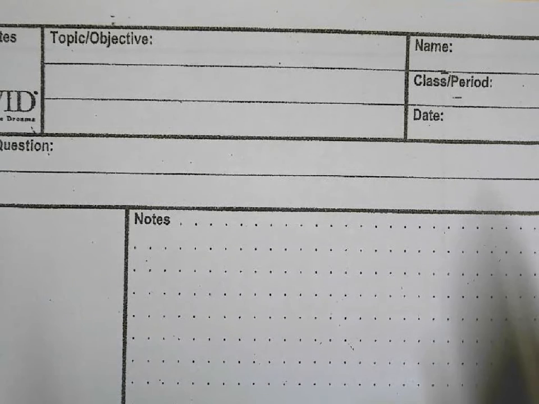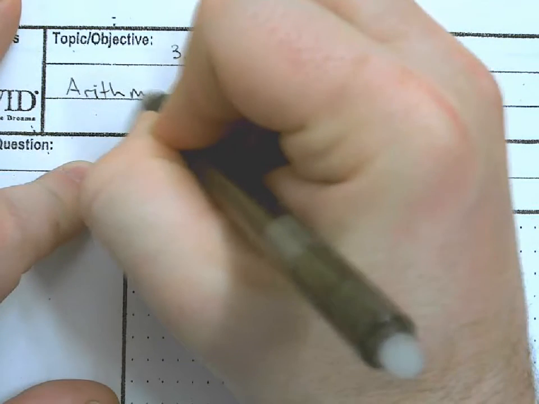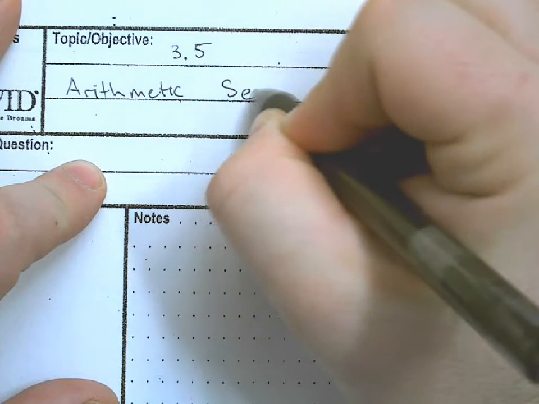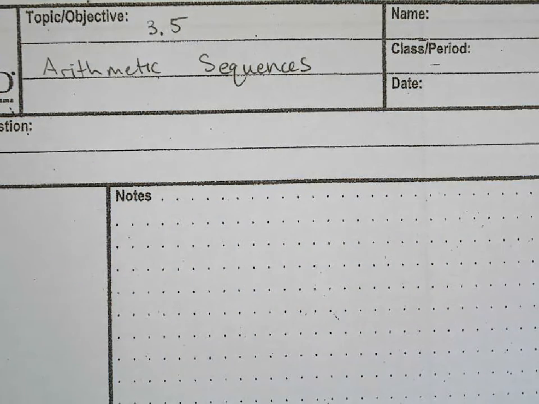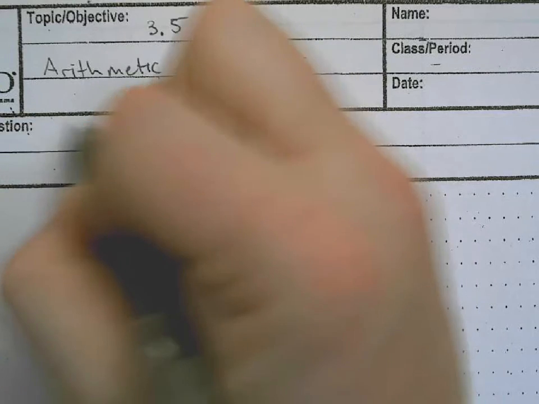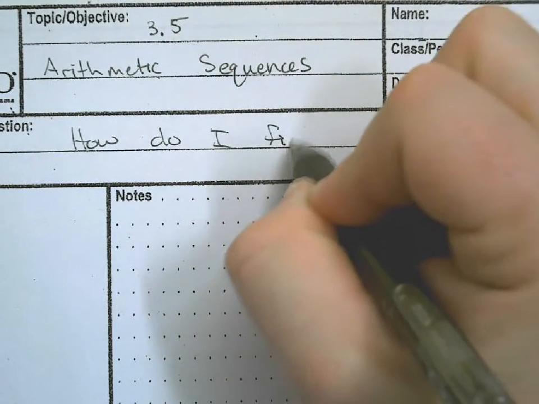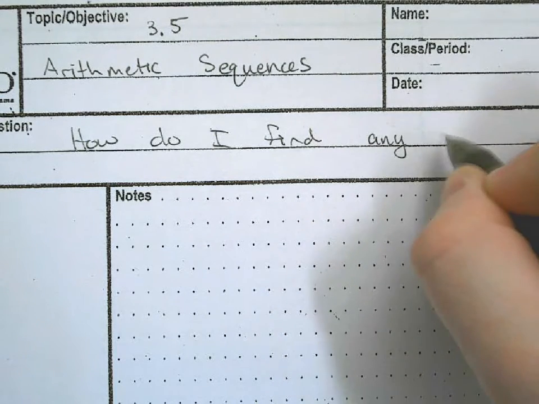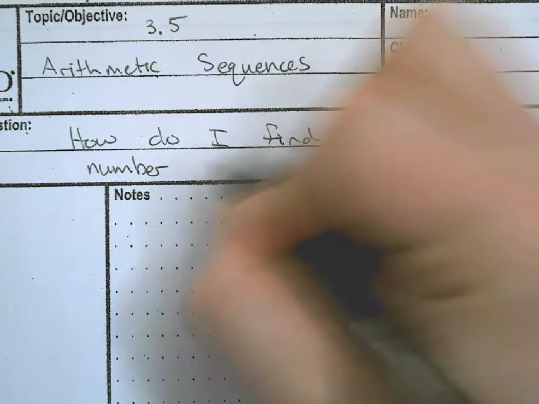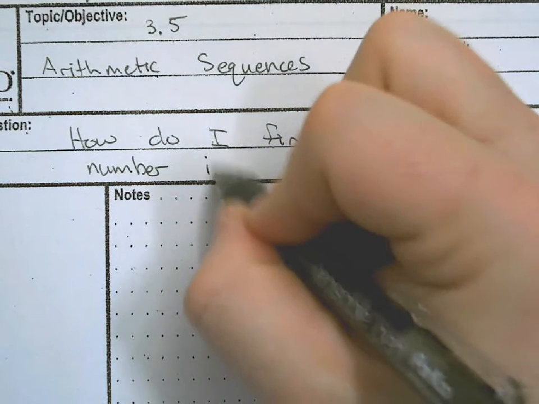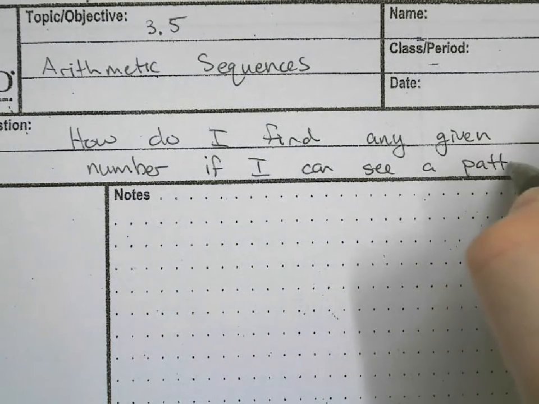In this video, we'll be looking at section 3.5, Arithmetic Sequences. Our essential question is, how do I find any given number if I can see a pattern?